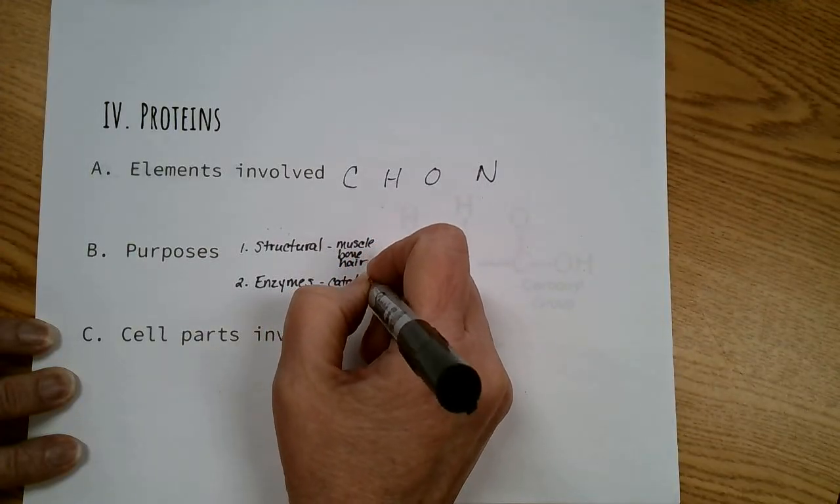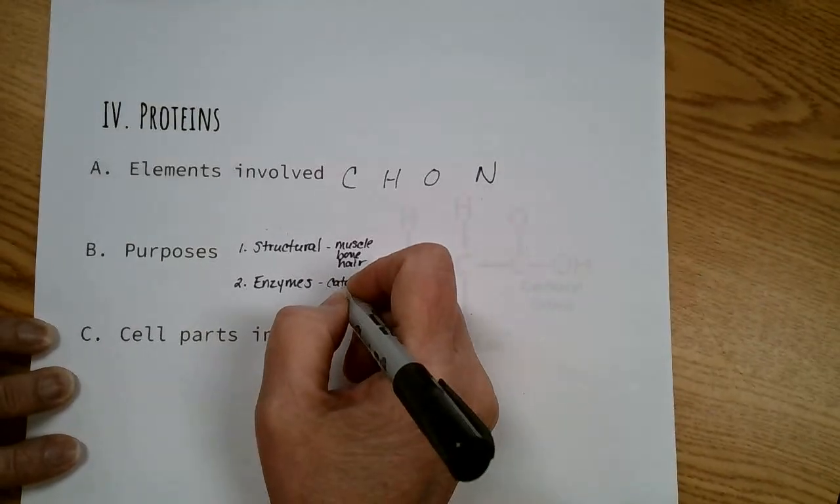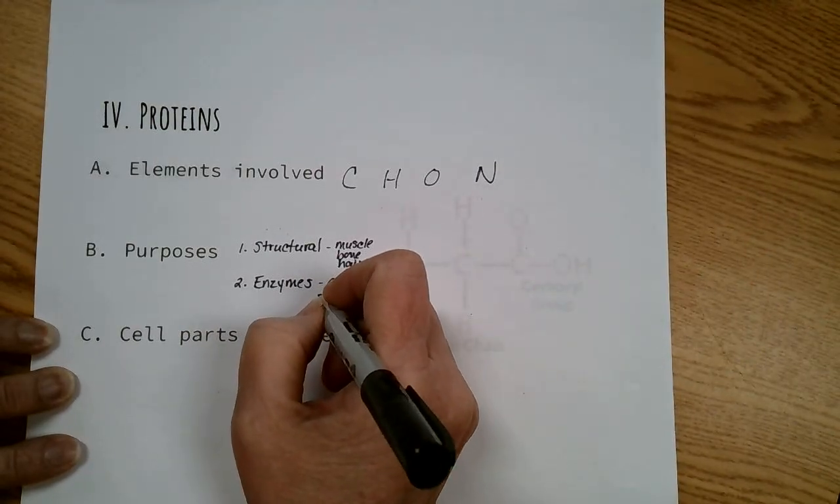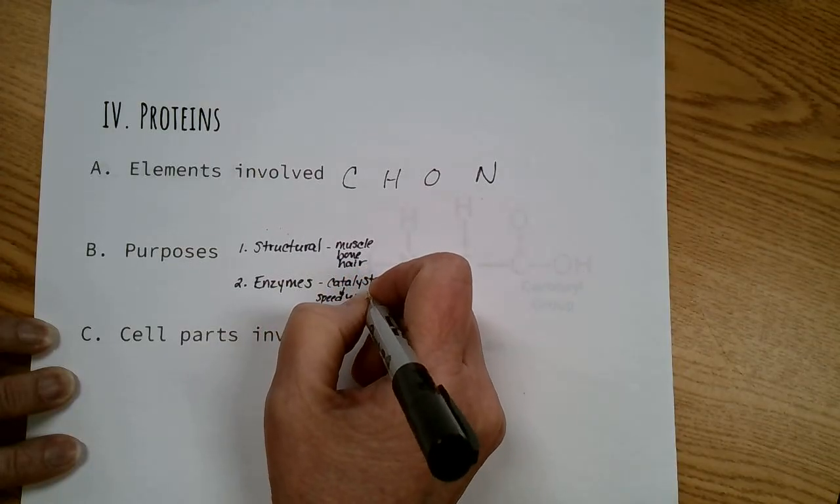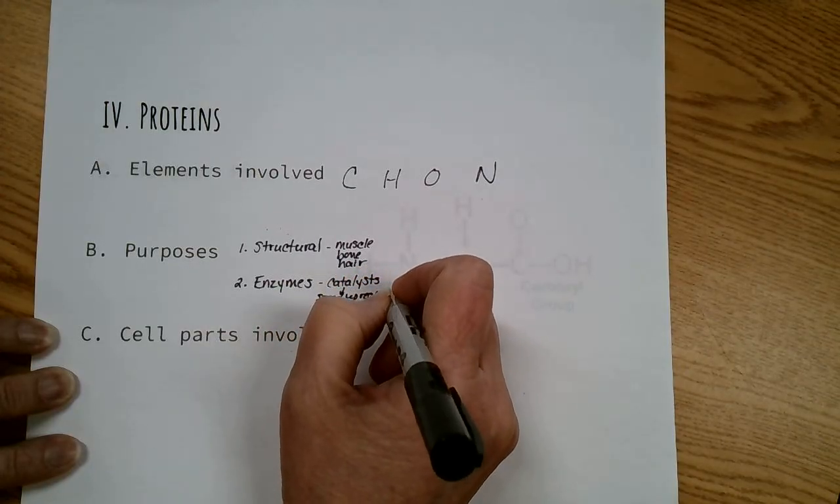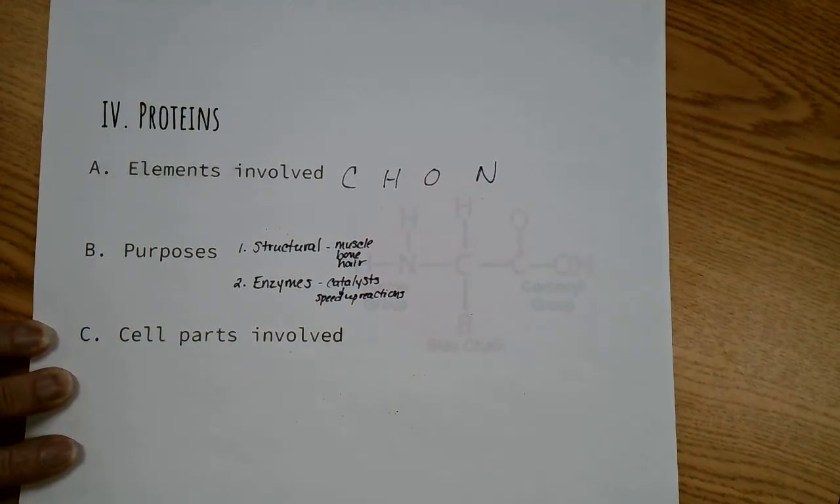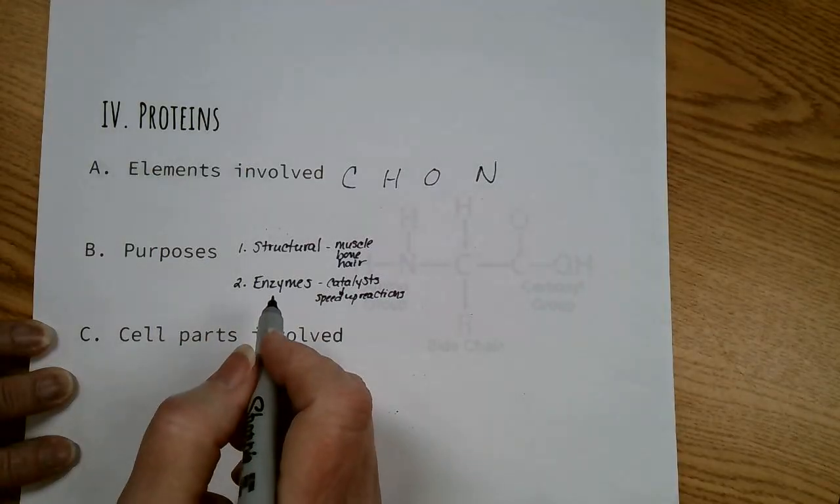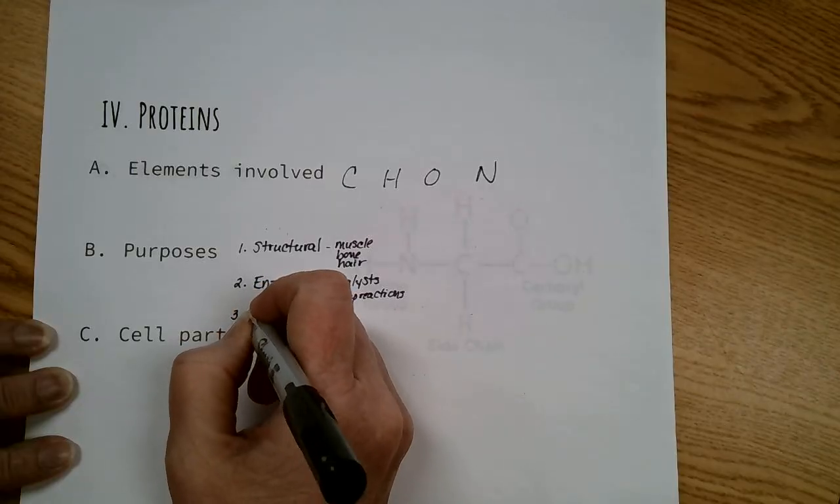Catalysts. See that word there, catalysts? Okay, made out of protein, right? But catalysts speed up reactions. Speed up reactions. And we'll get into a little bit more detail about enzymes right at the end of this video, or if I do two videos, at the end of the second part, okay? So structural, enzymes. Number 3, storage.